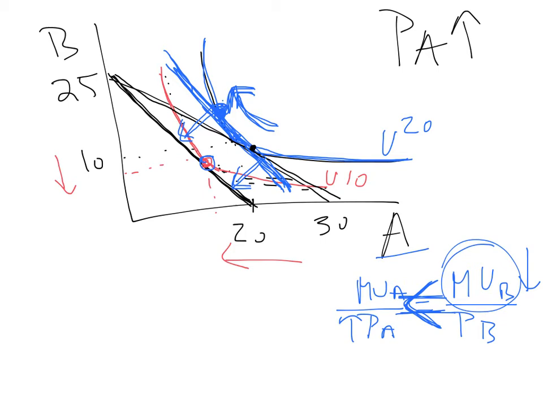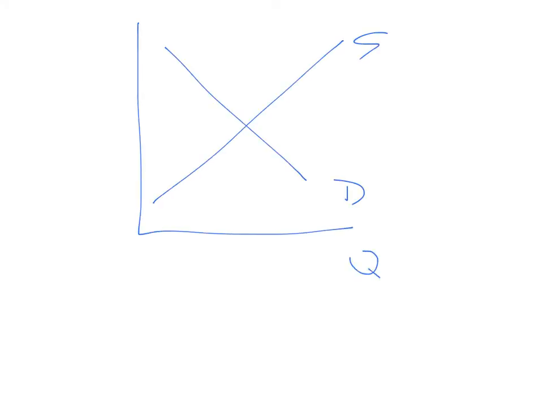Okay, now the tax stuff. Let me move to a new slide. I don't know if that works now, but hopefully it does. Okay, so now there is a tax on apples, right? So you have demand, you have supply, quantity, price.